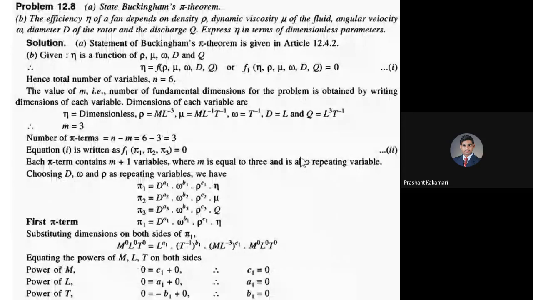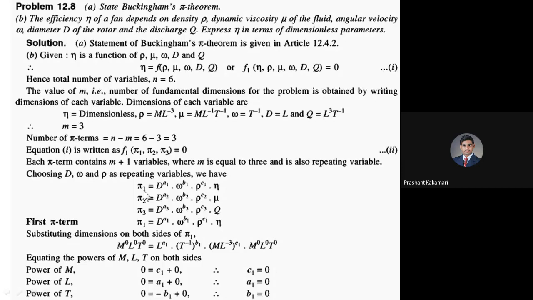So taking all the variables, the number is 6. Now I will see how many fundamental quantities are there. M is there throughout the equation, L is there, and T is there. So again 3. So 6 minus 3, we are left with 3. So 3 pi terms we have to write, with one extra term, that is M plus 1 variables. So pi 1 I will write now.